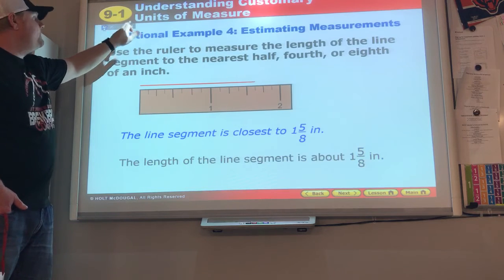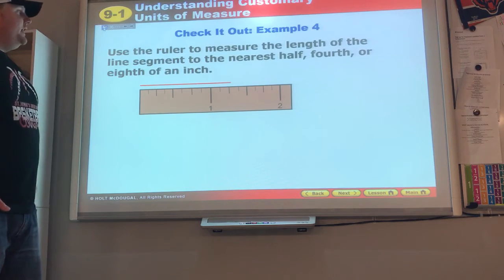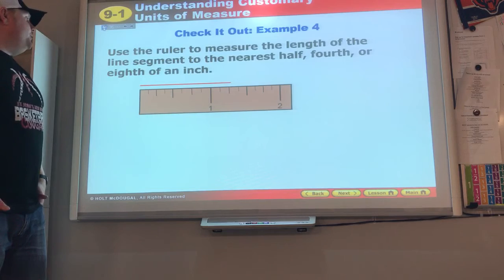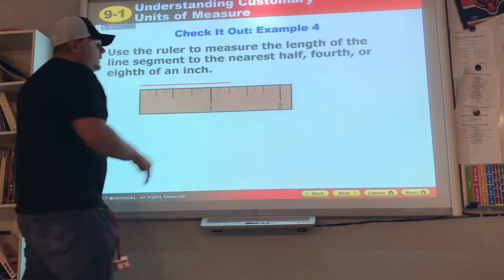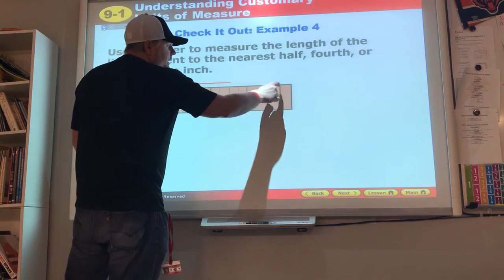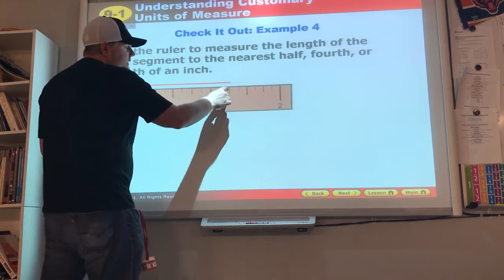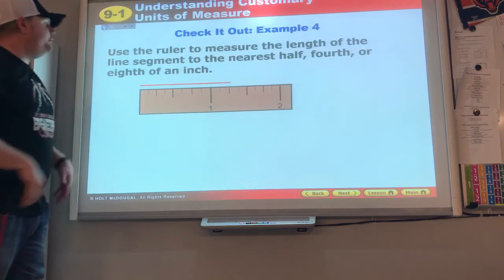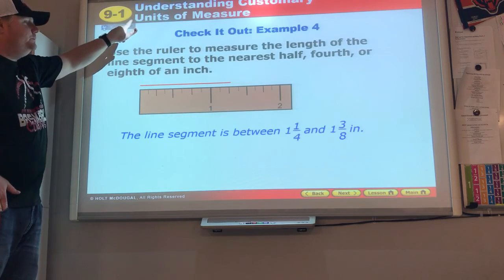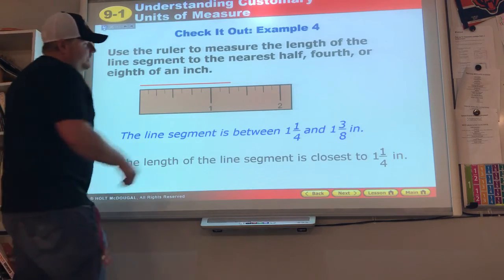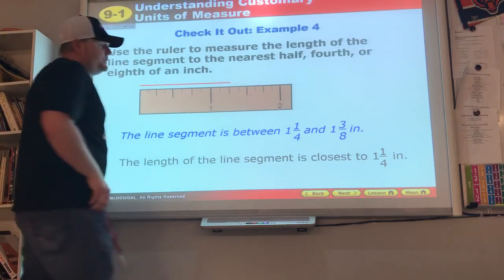Okay? Use the ruler again. Does it go to the half, the fourth, the eighth? Well, 1, 2, 3, that's divided into 4 parts. So I'd say it goes to the fourth. So 1 and then the first fourth, or 1 and 1/4 is what it comes to. Some people would argue that it goes here to the 3/8, but I think it's a lot closer to the 1 and 1/4.